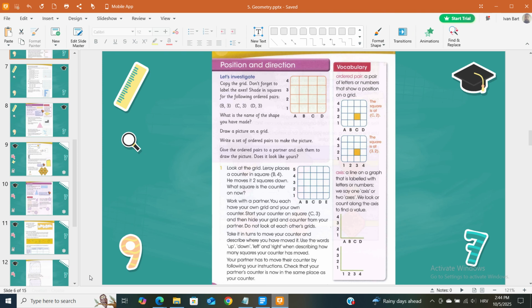Draw a picture on a grid. Write a set of ordered pairs to make the picture. Give the ordered pairs to a partner and ask them to draw the picture. Does it look like yours?